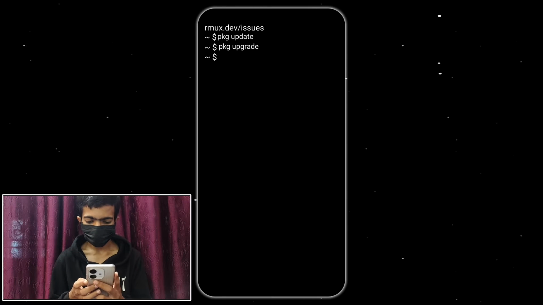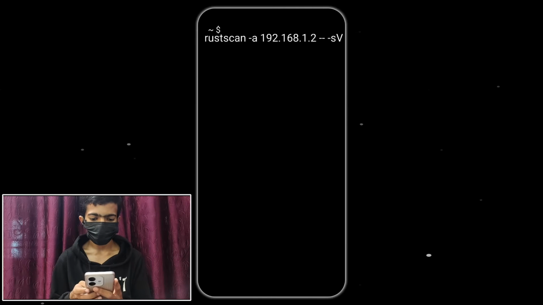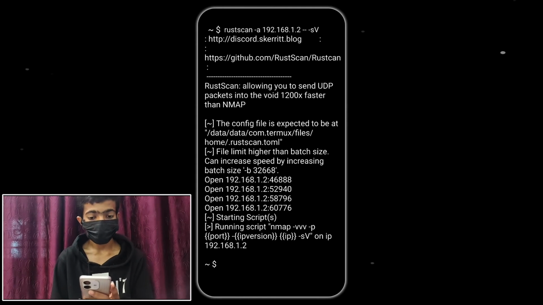I have done it already. Also, I want to tell you one thing. The installation process of RustScan is very simple. Type pkg install rustscan. Done. Let's use RustScan with Nmap. See the output, it's very quick.